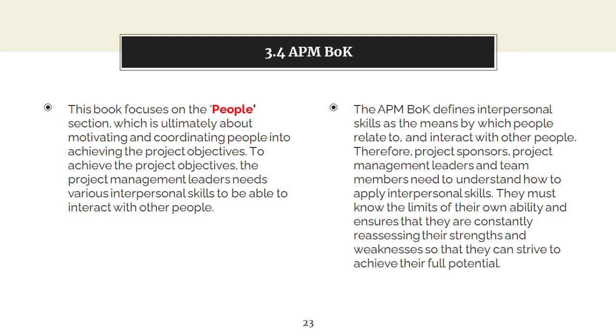The APM book focuses on the people section, which is ultimately about motivating and coordinating people into achieving the project objectives. To achieve the project objectives, the project management leaders need various interpersonal skills to be able to interact with other people. The APM book defines interpersonal skills as the means by which people relate to and interact with other people. Therefore, project sponsors, project management leaders, and team members need to understand how to apply interpersonal skills. They must know the limits of their own ability and ensure that they are constantly reassessing their strengths and weaknesses so that they can strive to achieve their full potential.